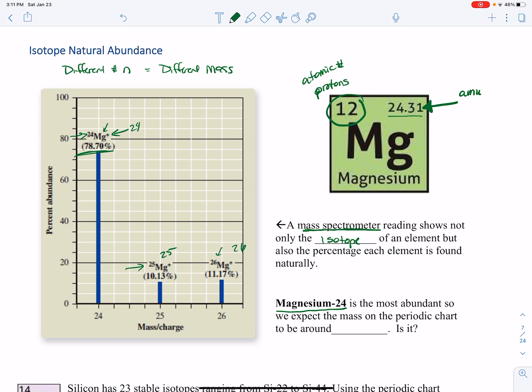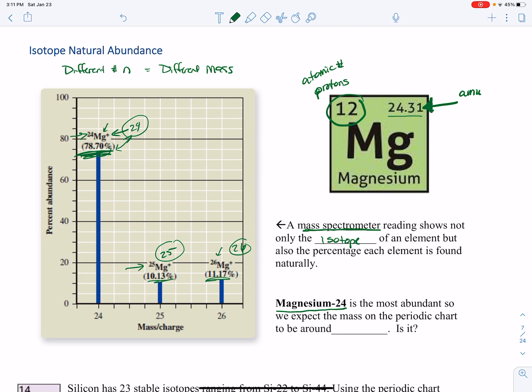But you'll notice if I just straight up average all three of those, I should get 25, and notice this number is 24.3. So it takes into consideration the natural abundance. It weights this number more because that one is way more abundant. So if I do 78% times 24 plus 10% times 25 plus 11% times 26, that's how I get this number right here. We're going to be doing some calculations to practice that kind of math, but there are some shortcuts.